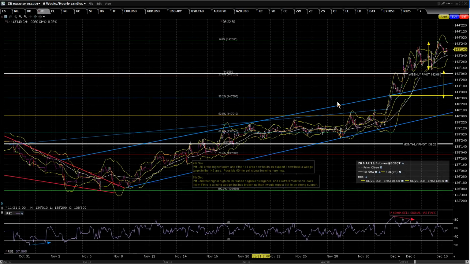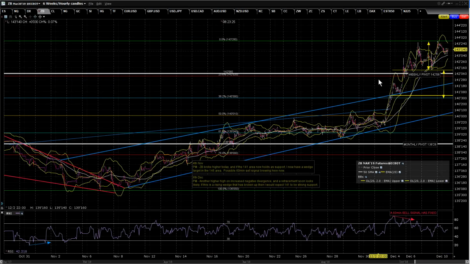If we have broken up from this rising wedge and we're heading towards the target in the 146 area, obviously we're halfway there, then I would expect to see support really at the weekly pivot, because I wouldn't expect to see this double top make the full target down here in the high 140s. I'd expect this trend line to hold, and if not, I'd expect this level to hold. I wouldn't expect it to get all the way down here.